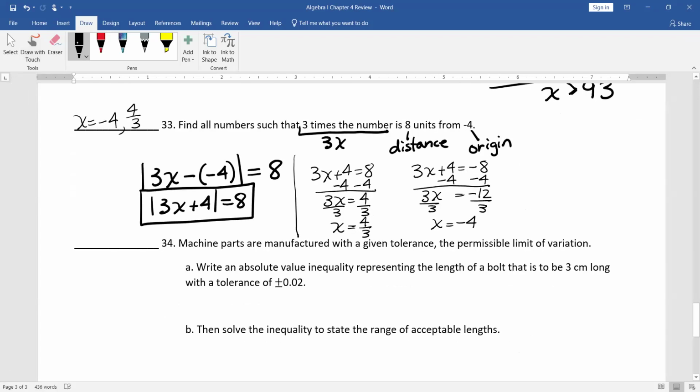All right, number 34 is the real world application of this absolute value inequality. So machine parts are manufactured with a given tolerance. That's what we call the permissible limit of variation. So this was the example that I had in class where I said, if you're making a bolt, you're making a hole in the panel of a car, that when it gets assembled, a bolt goes through that to attach it to the frame, then maybe it's like a 5 centimeter hole that they need to cut so that the bolt will fit and it will hold it.